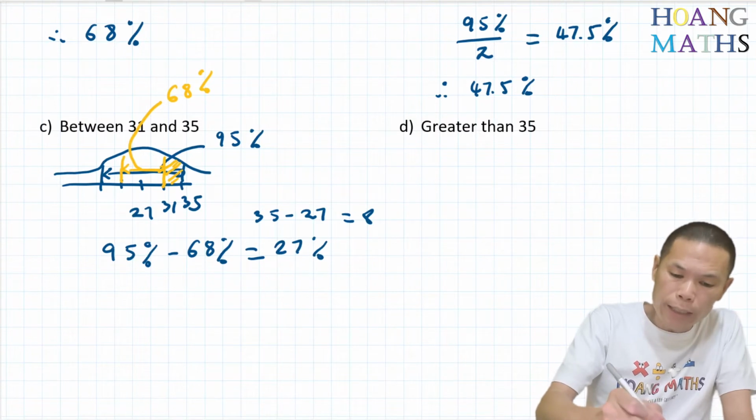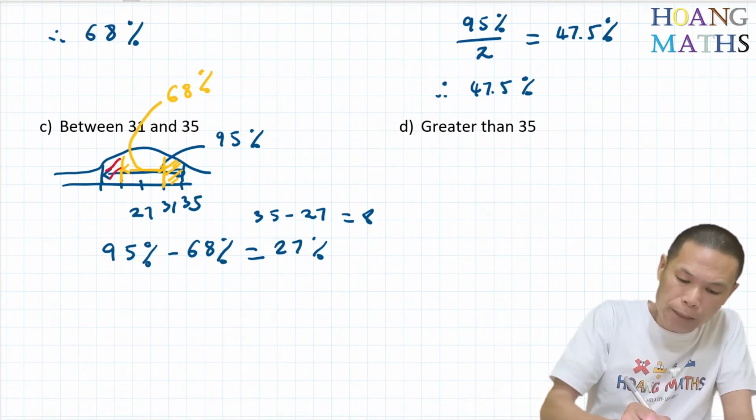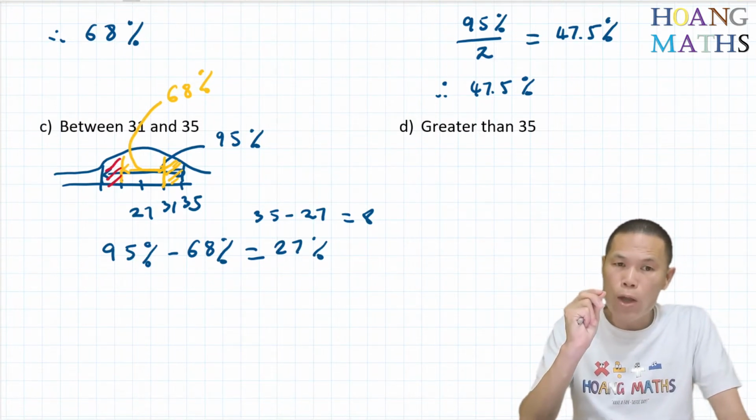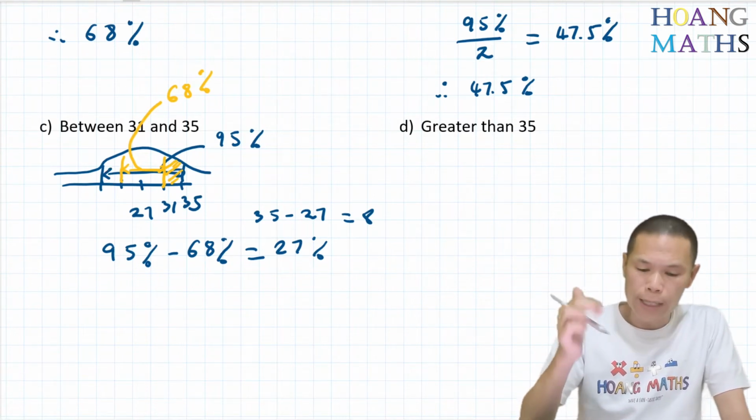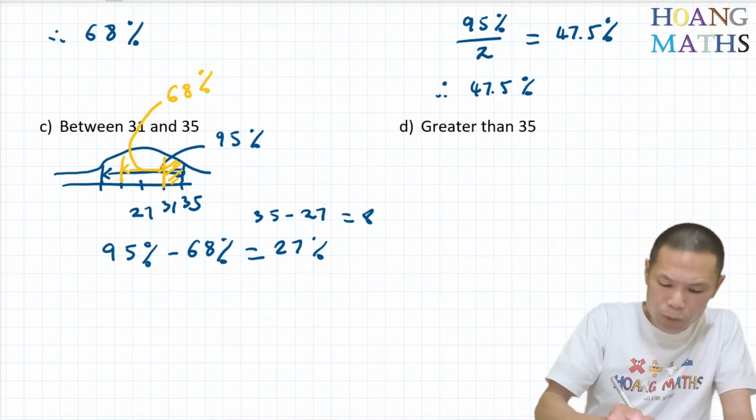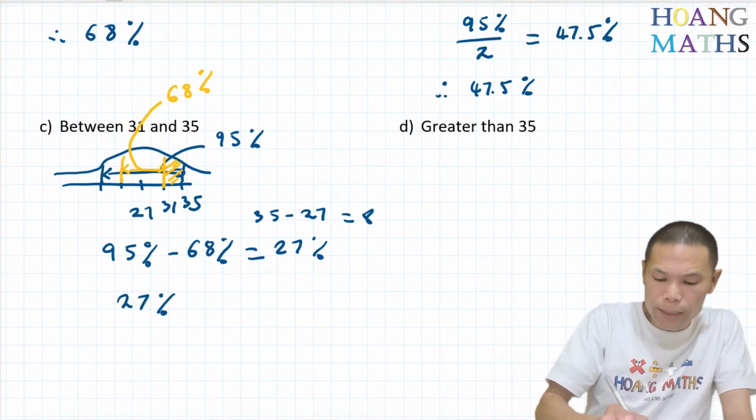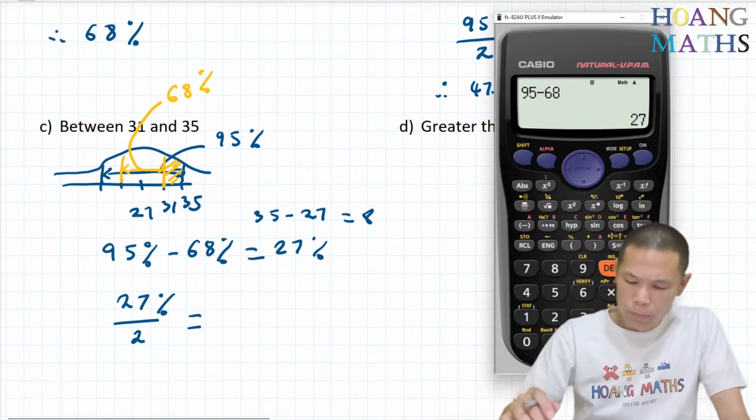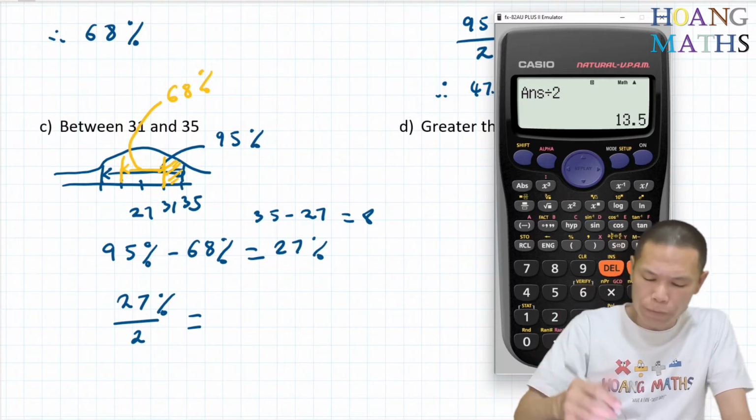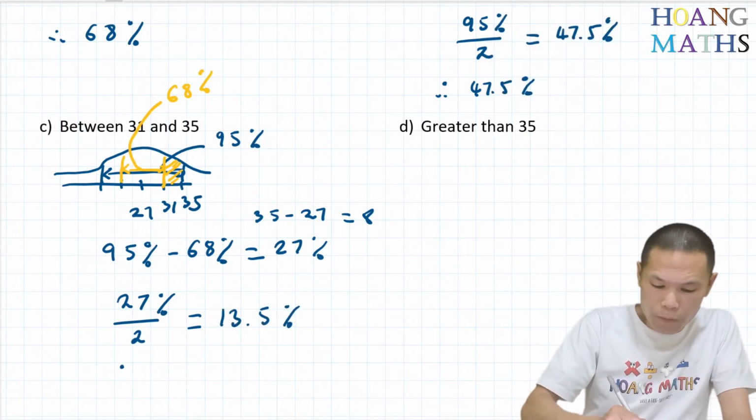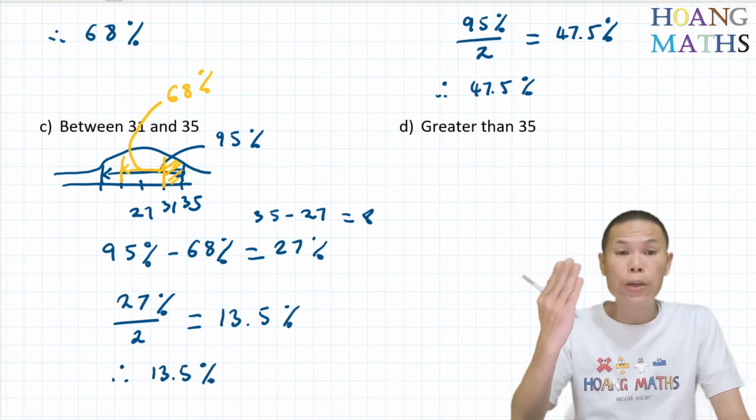So if I do that, it will give me this side as well, of course. Therefore, I have to divide by 2, so that will give me only one side. So I just go 27%, I divided by 2. So I just go answer divided by 2. So that is 13.5%. So there you go.